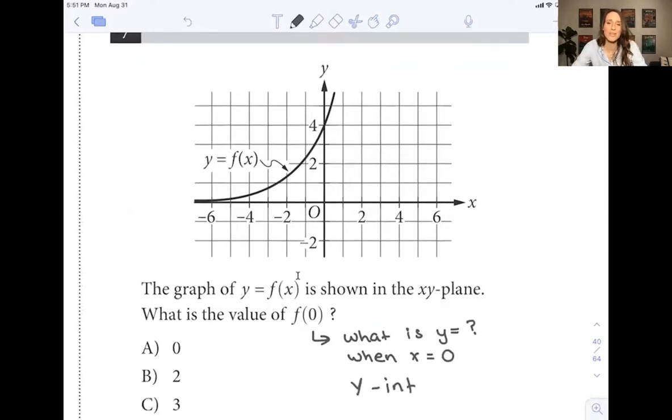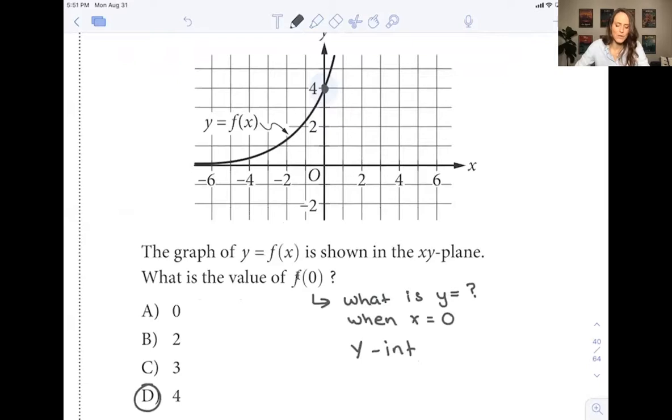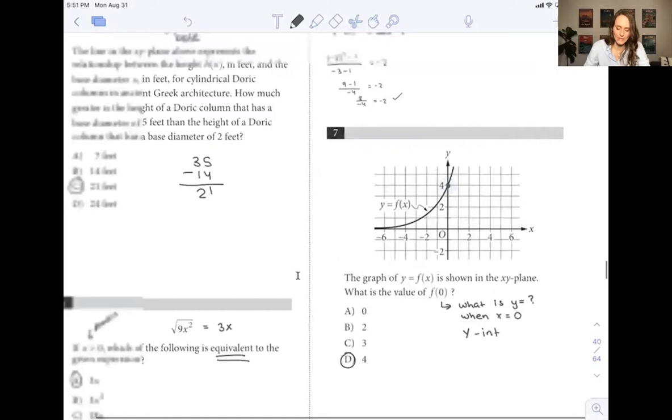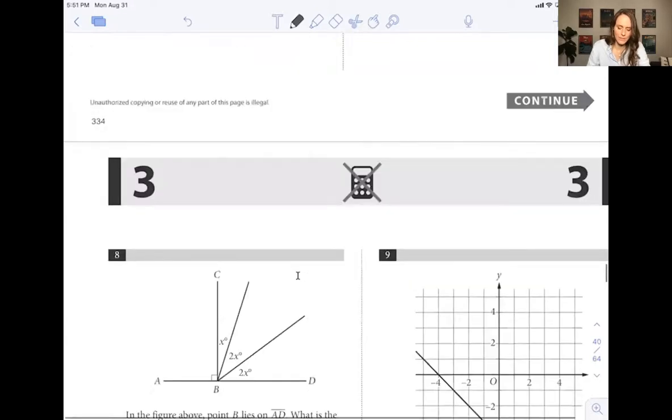Core concept to know this. So all we need to look at is what is our y-intercept, and we can see right here our y-intercept when it crosses the y-axis is 4, so it has to be D. Super common for the SAT to ask you about x-intercepts and y-intercepts. Let's look at number 8 here.